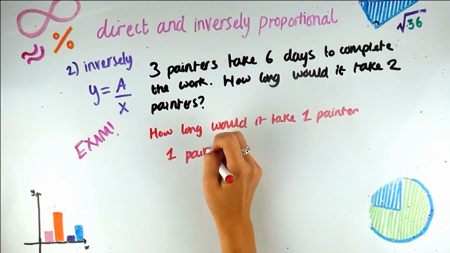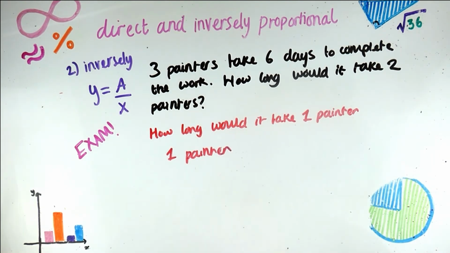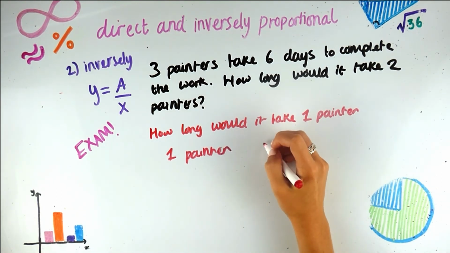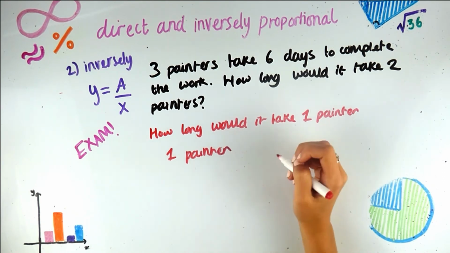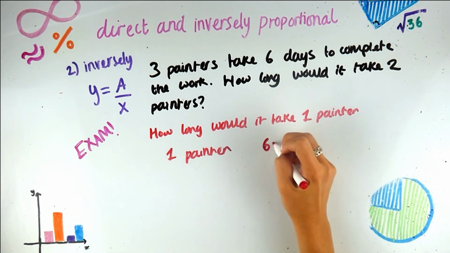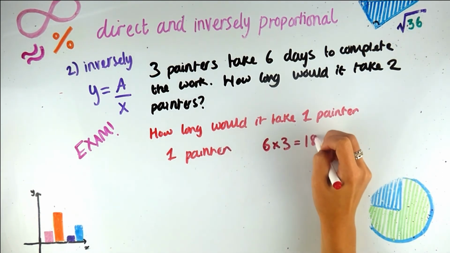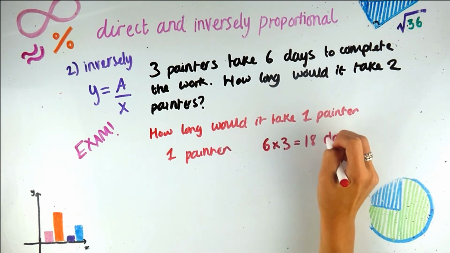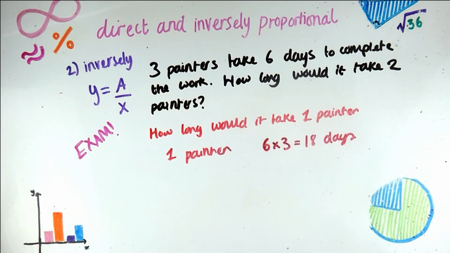So we know it takes 3 painters 6 days. So it was going to take 3 painters 6 days, but you're only 1. It's going to take you 3 times as long. So it's going to be 6 times 3. So it's going to take you 18 days if you're just working alone because you don't have 2 other people to do some work.